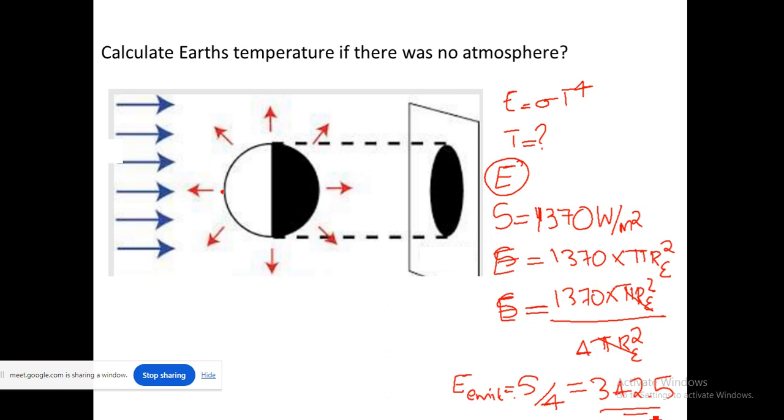So the total energy absorbed will be 1370 into πr². So this is the energy absorbed. Now we want to know.